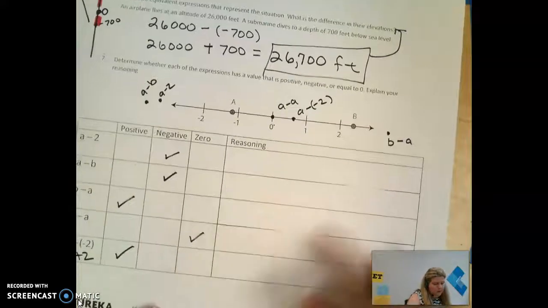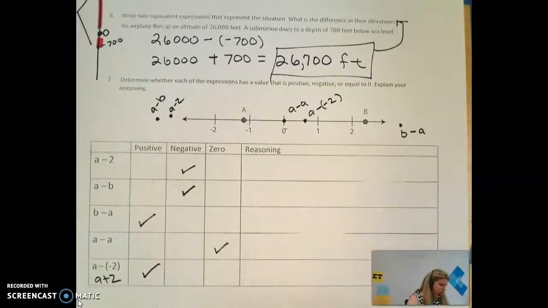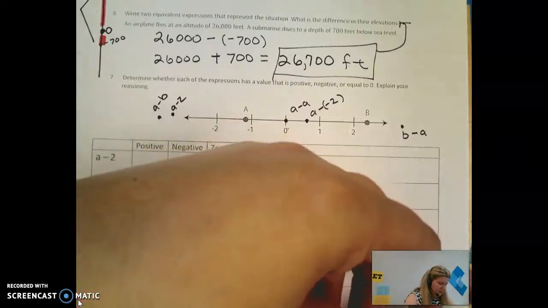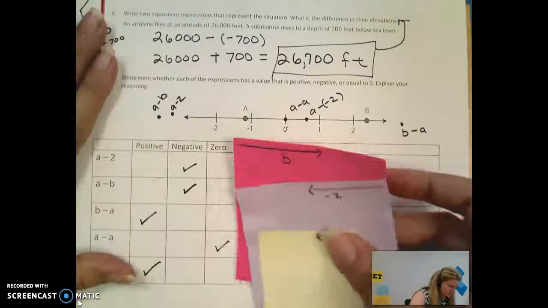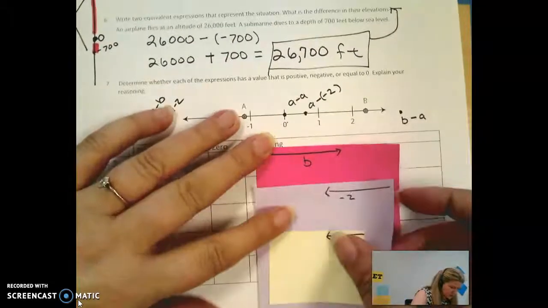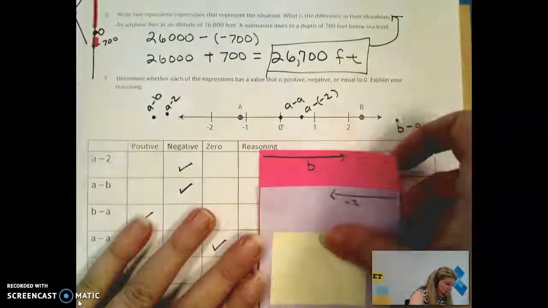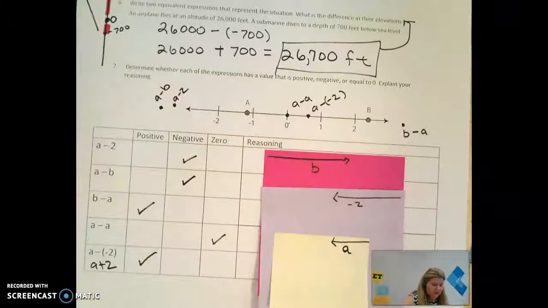So, the reasoning I went over verbally, I'm not going to write that down. I think your reasoning should include something about distance, maybe, and direction. Distance and direction from your starting point. All right. Fabulous.